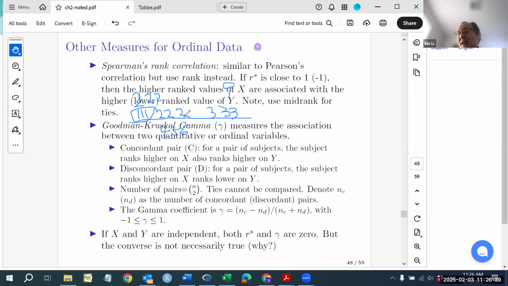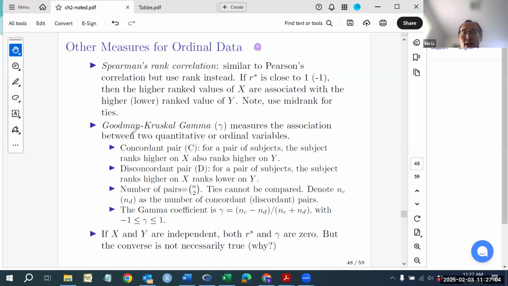So we use the mid-rank because we have a tie. So we use 5, 5, 5. These are the mid-rank for these three observations, right? Then we have 7, 8, 9. Since we have a tie, we use 8, 8, 8. So that's the mid-rank. Okay, so that's how we deal with the ties in the mid-rank.